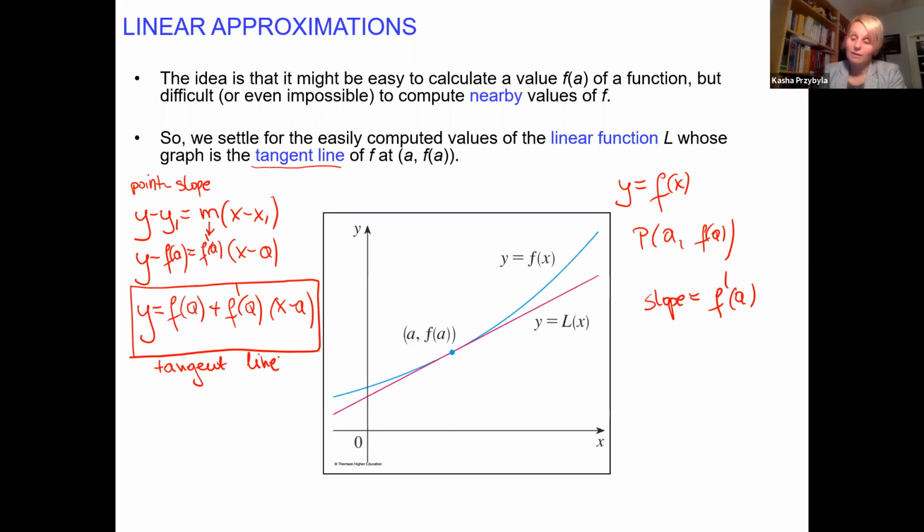We will keep it this way: f of a plus f prime of a, x minus a, and you know where this comes from. Just one more thing: instead of y, I will put L of x, because I will use this tangent line instead of the function at the point a. That's the reason this will be L of x, linearization. And that's the formula, which again we already knew.